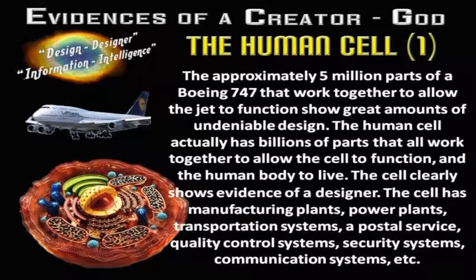Did you know the human cell has billions of parts working together? Each human cell, and you have about 100 trillion of them, has manufacturing plants, power plants, transportation systems, a postal system, a quality control system, security systems, communication systems, and so on. The human cell is like a miniature city.